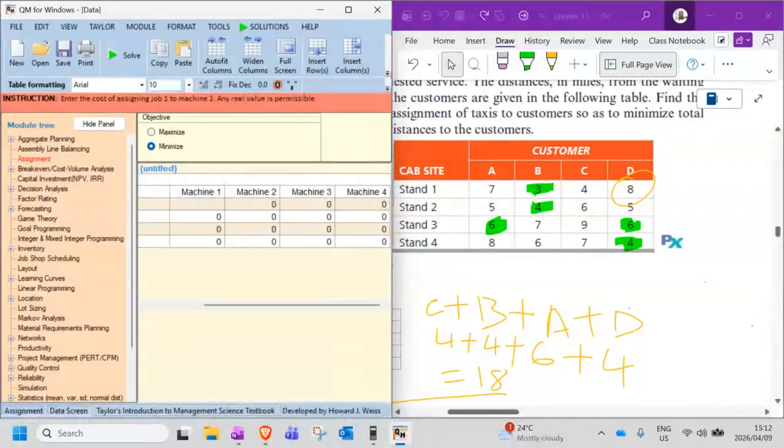7, 3, 4, 8, 5, 4, 6, 5, 6, 7, 9, 6, 8, 6, 7, 4, and you have punched in everything that you need. Now you click solve.